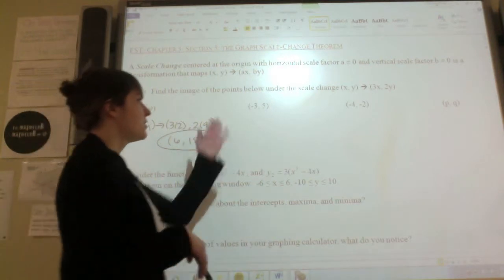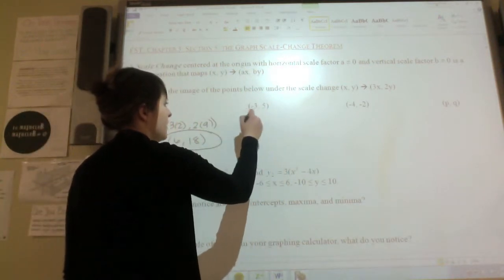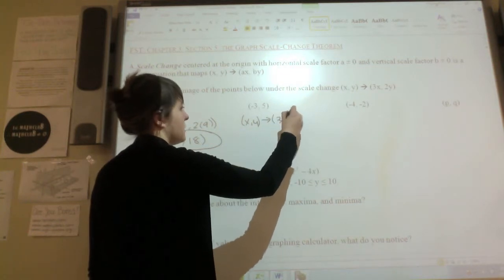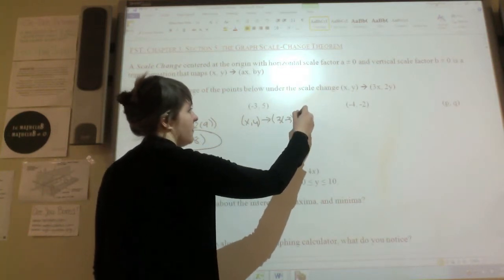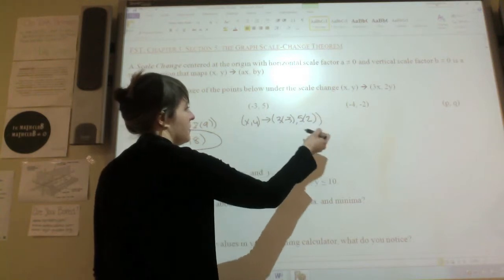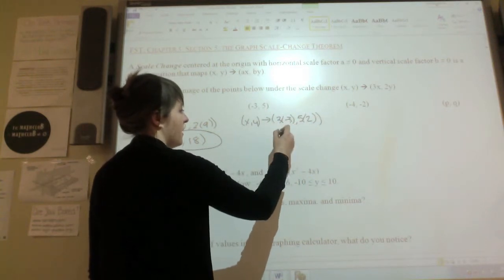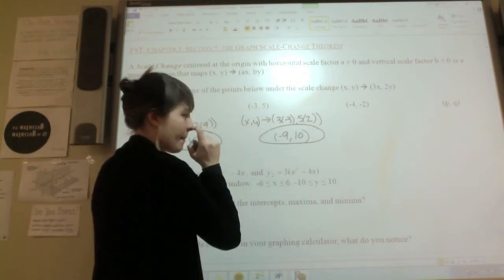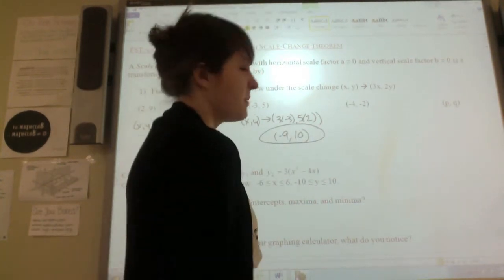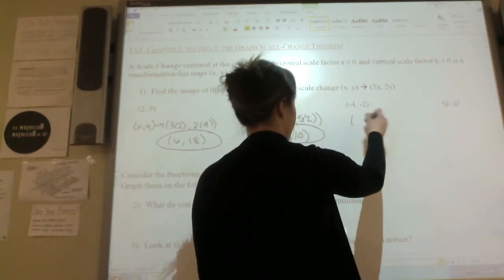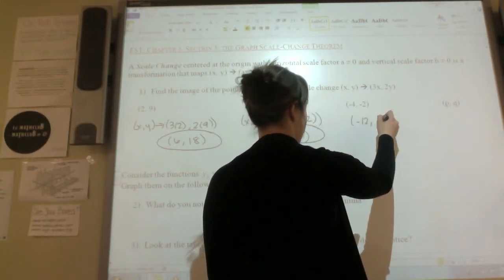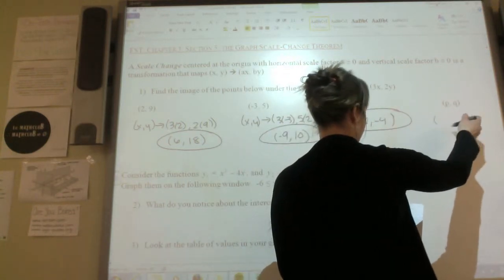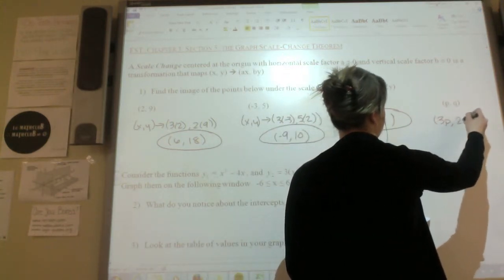I can do the same thing here. Looking at my mapping, this would be 3 times negative 3, and then 5 times 2. So this would become (-9, 10). Doing the same type of thing, this next point here would be (-12, -4). And this point here would be (3p, 2q).